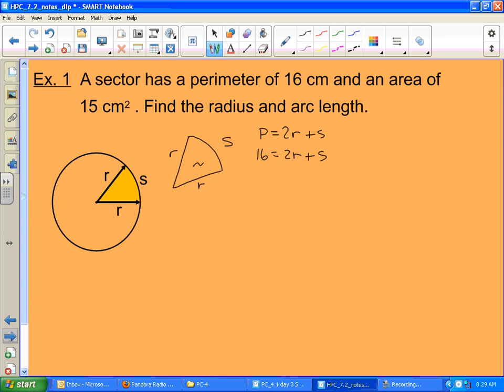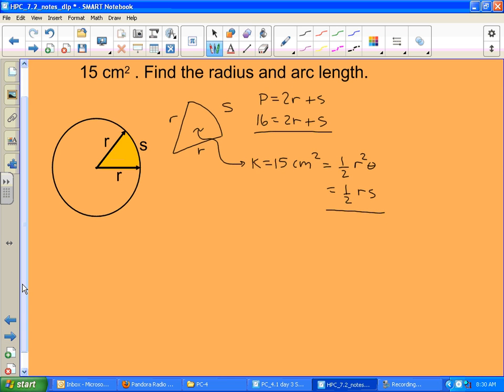Now it also told us, relative to what's on the inside, that k is equal to 15 centimeters squared, and that must be made up of either 1/2 r squared theta or 1/2 rs. Now, which one do we choose? Well, you look at the perimeter formula having r and s in it, the area of a sector formula also having r and s in it. Probably want to set the system up between those two because they have the same unknowns. So we have 16 is equal to 2r plus s, and then we would have 15 is equal to 1/2 rs.